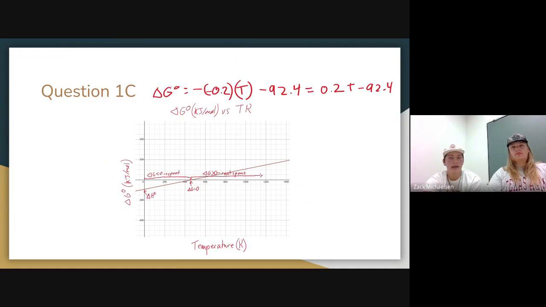Question 1C. Analyzing the standard Gibbs free energy versus temperature graph. The y-intercept for this graph is the change in enthalpy for this reaction, and the x-intercept shows where delta G, the change in Gibbs free energy, equals 0. Whenever this line is below our x-axis, that means that the standard Gibbs free energy has a negative value, and therefore it is spontaneous. When it is above the x-axis, the standard Gibbs free energy has a positive value, and therefore it is non-spontaneous.